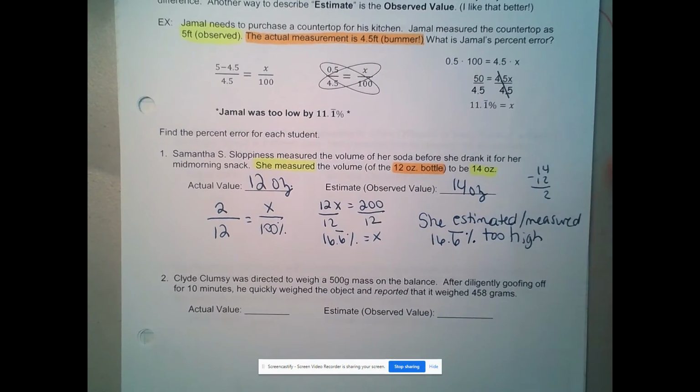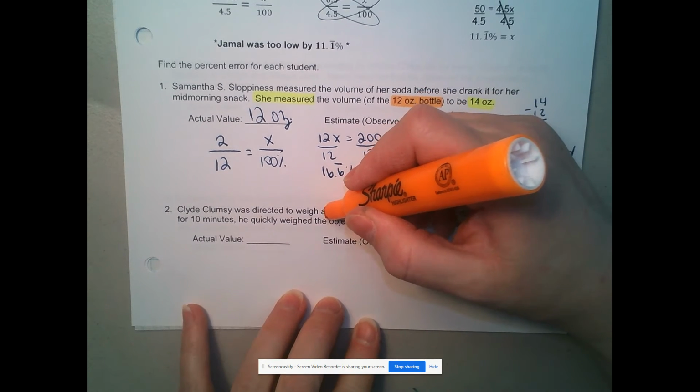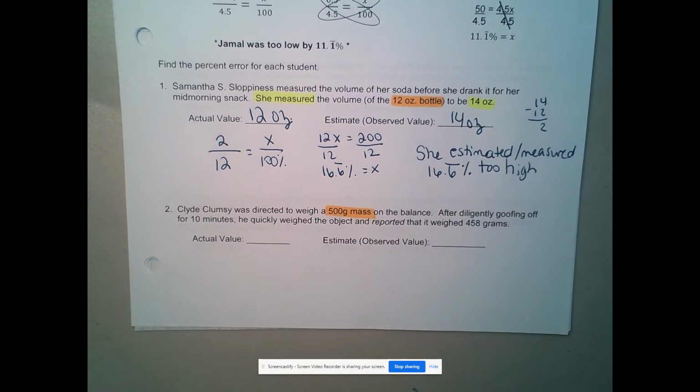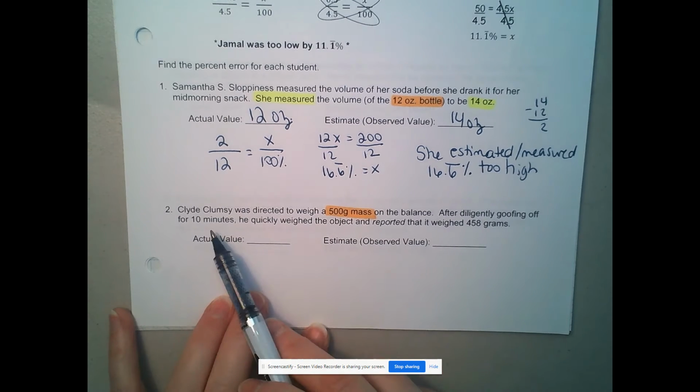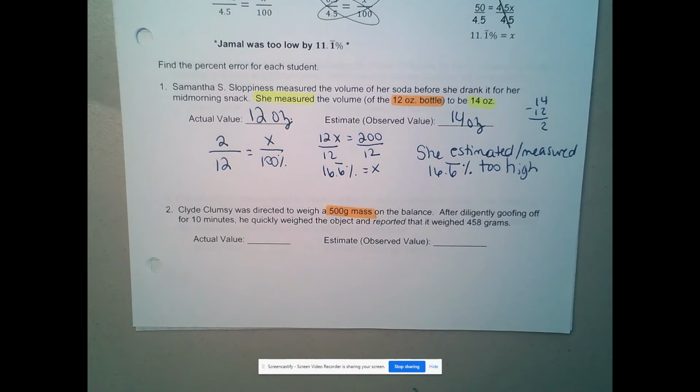All right. Clyde Clumsy was directed to weigh a 500-gram mass on the balance. So when you buy these in science, a 500-gram mass, somebody else has already made sure that that's exactly how much it is, and it is labeled 500 grams. After diligently goofing off for 10 minutes, he quickly weighed the object and reported that it weighed 458 grams.